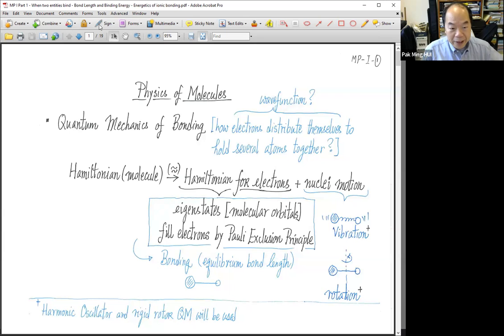So let me begin now. It is about the physics of molecules. In particular, we will focus on the quantum mechanics of chemical bonds. We will apply the Schrödinger equation, how to solve it, and then we will use perturbation theory and also the variational method idea to establish that it is the distribution of electrons that would lead to chemical bonding.